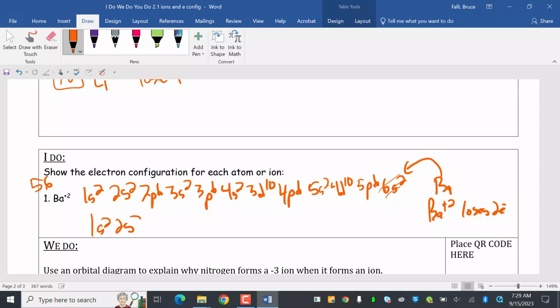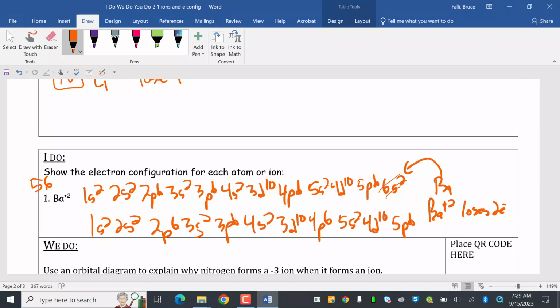Okay? So I guess I'll write it down again just for kicks and grins. 1s2, 2s2, 2p6, 3s2, 3p6, 4s2, 3d10, 4p6, 5s2, 4d10, 5p6, and that's my final answer.